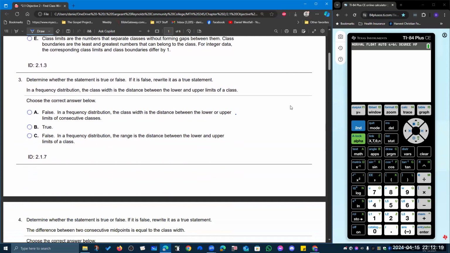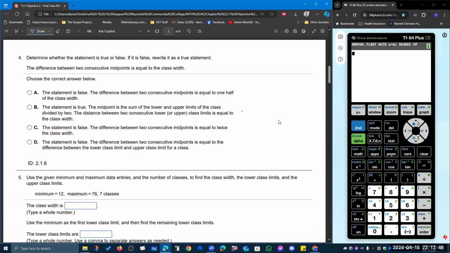Determine whether the statement is true or false. If it's false, rewrite it as a true statement. In a frequency distribution, the class width is the distance between the lower and upper limits of the class. That's false. In the frequency distribution, the class width is the distance between the lower or upper limits of consecutive classes. I'll show you that later.